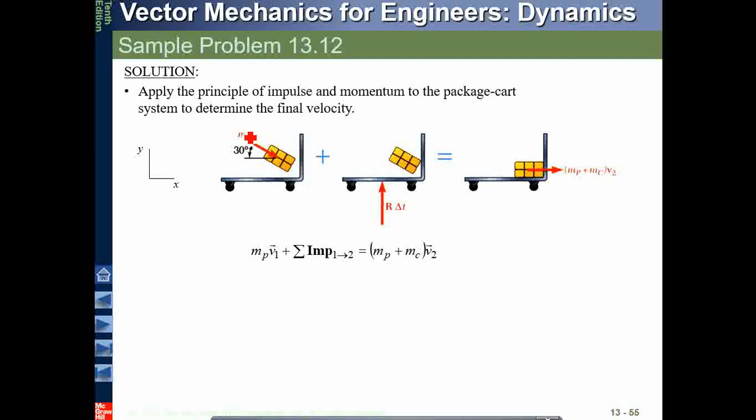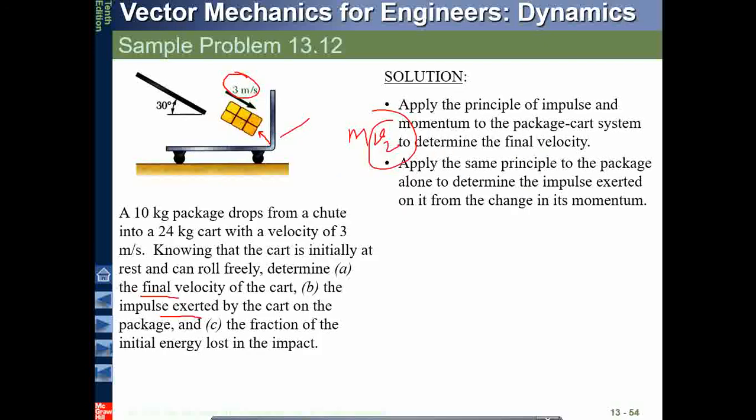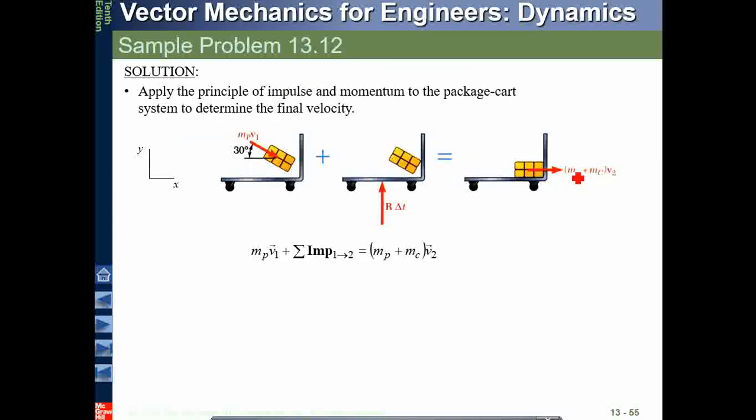So this is mp, the mass of the package, times v1, the velocity with which it is thrown. It is thrown with a velocity of 3 meters per second at an angle of 30 degrees. Once it has hit, is it having any forces? No forces it is having. No impulse forces are mentioned in the problem. So it is equal to mv2.